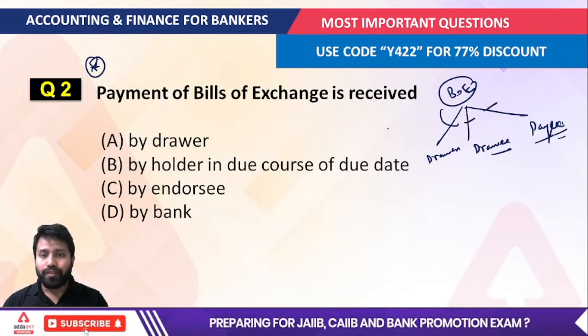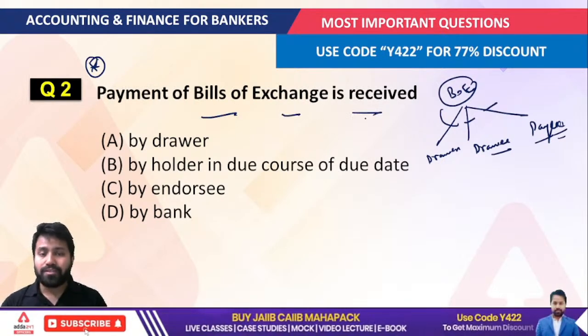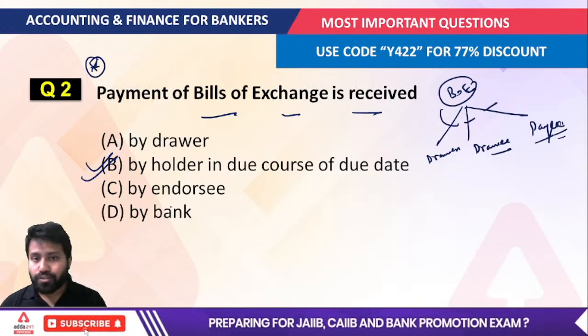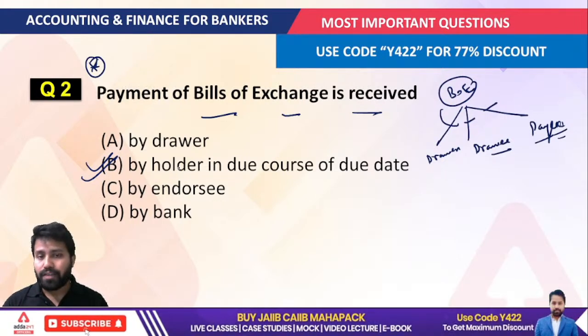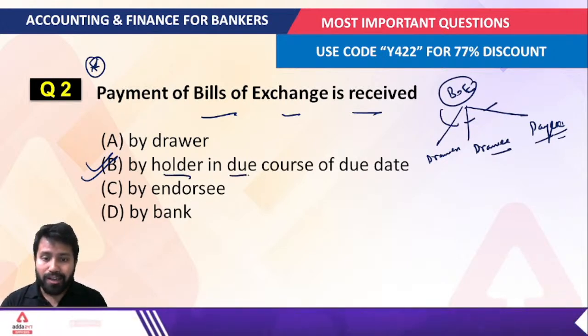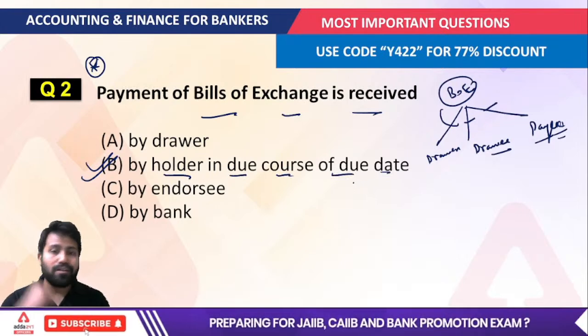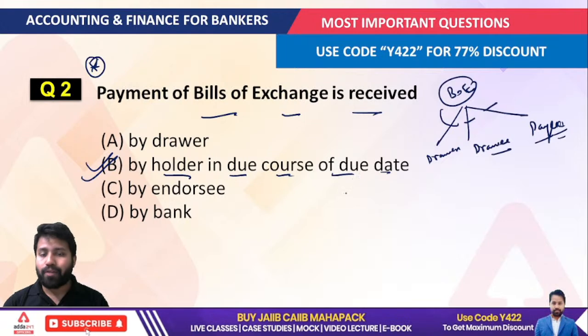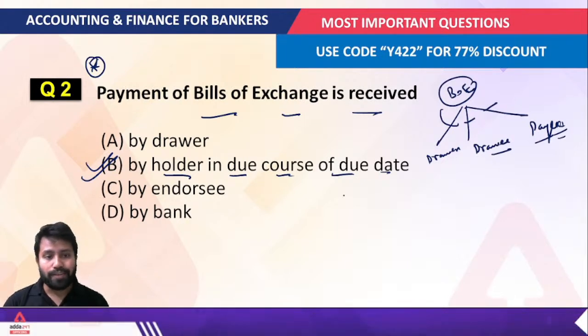So when we talk about the payment of the bill of exchange being received, by which party? You will say by the holder in due course of due date. What do you say, payment of the bill of exchange is received by whom? Then you will say by the holder in due course of due date. That should be the correct answer of this question. All right. By the holder in due course of due date. That should be the correct answer.